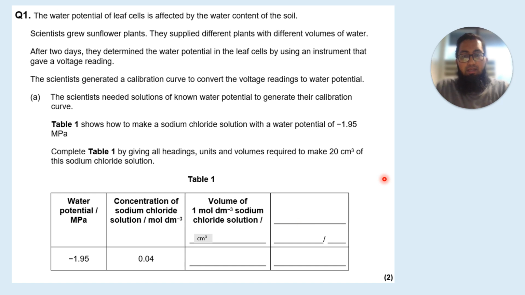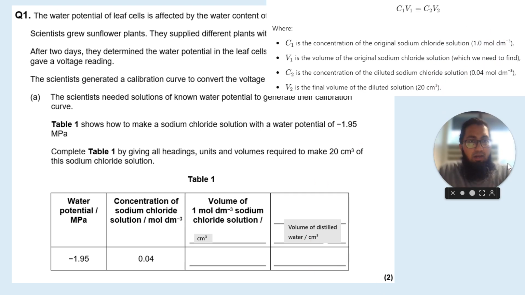Okay, so in here, it says volume. Volume of 1 mole DM3. So this is my concentration of my original stock, and they're asking me how much is the volume that I am transferring as my V1. Volume is in centimeter cube, that's the unit. And in here they are asking you to find out how much distilled water is required to make that dilution, and obviously volume is always going to be in centimeter cube, so I have put centimeter cube. Right, so I have my formula C1 V1 C2 V2.